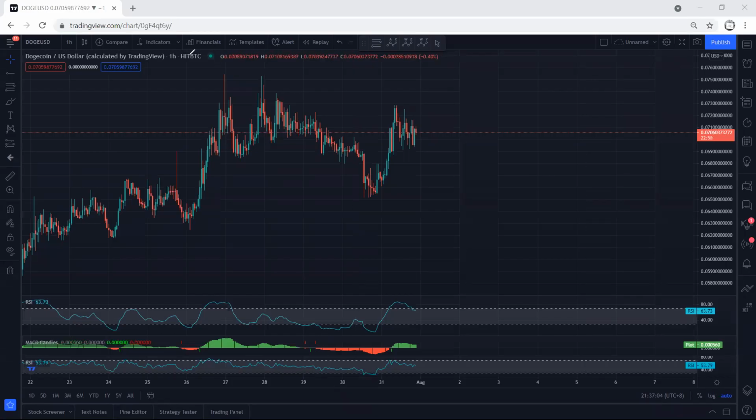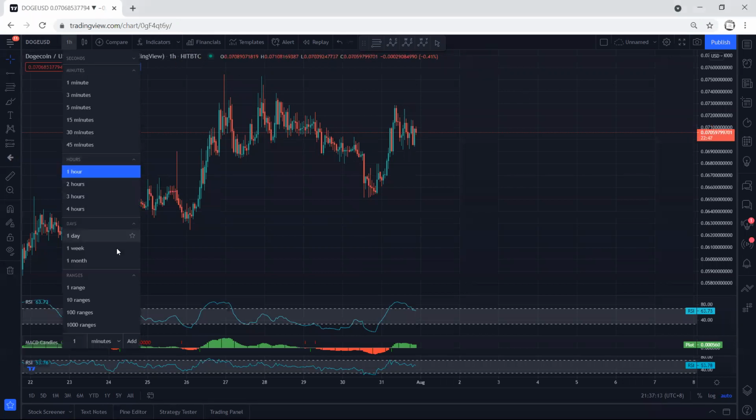We start with 1 hour chart. I just want to highlight that we're using the HITBTC chart, and since the HITBTC price is much lower than the other exchanges, which is somewhere around 0.07. And now I want to see how we can look at the chart and whether we can look for trade or not.